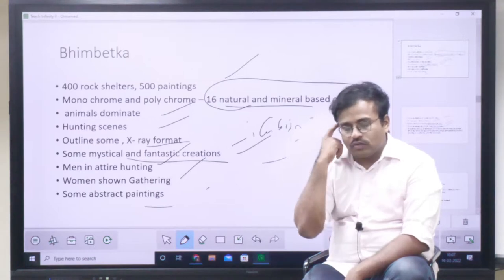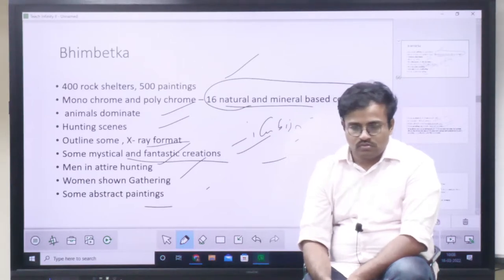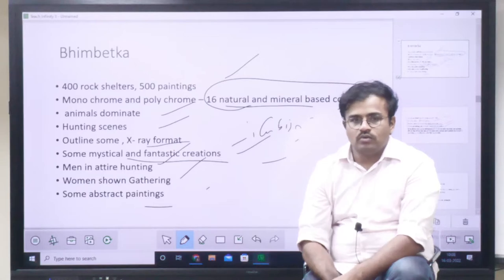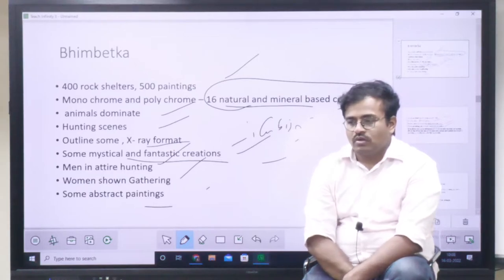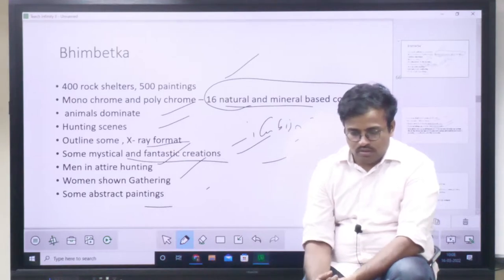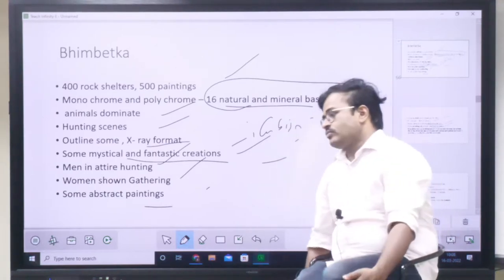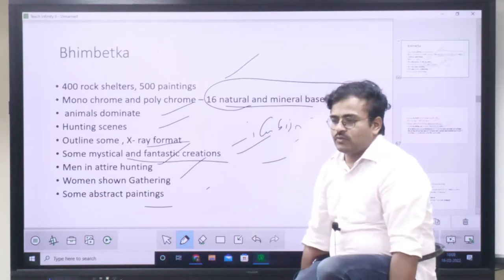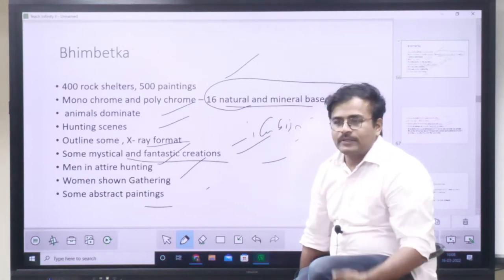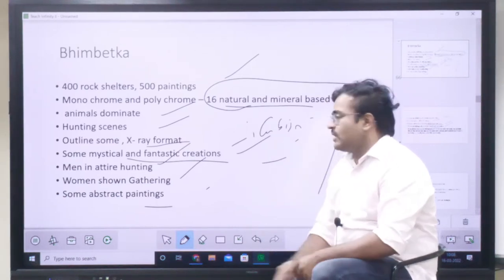The Mesolithic people resorted to prayers towards the painted images. That is one more thing that they have done. Is this clear? So this is the story of the Mesolithic paintings, and I think you can easily write an answer.